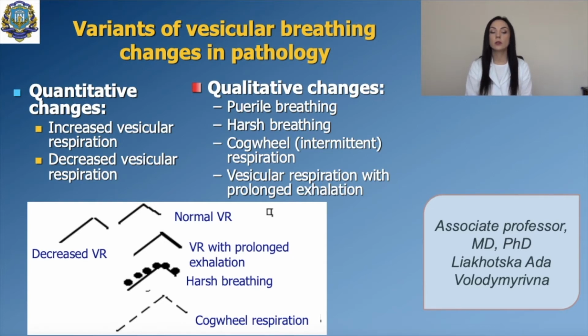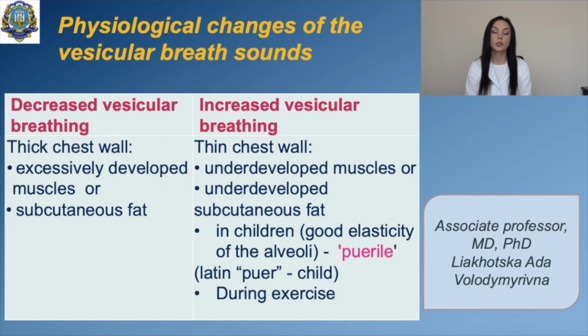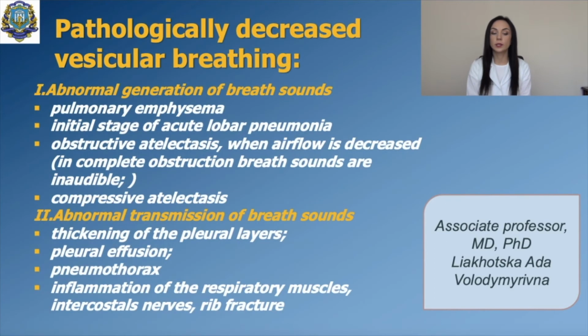Physiological changes of the vesicular breath sound. It could be decreased vesicular breathing: thick chest wall, for example, excessively developed muscles or subcutaneous fat. Increased vesicular breathing: thin chest wall, undeveloped muscles or undeveloped subcutaneous fat. In children, for example, good elasticity of the alveoli, it's called puerile, and during exercise. What are the pathologically decreased vesicular breathing?